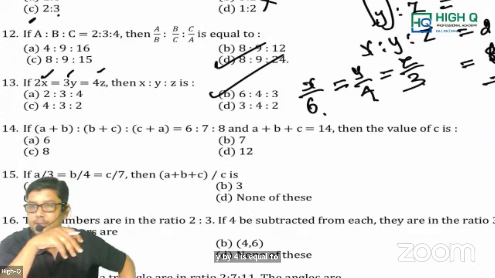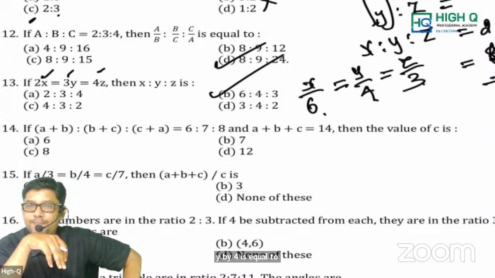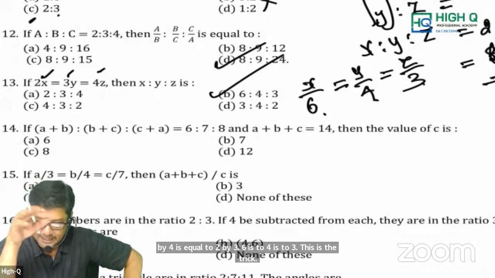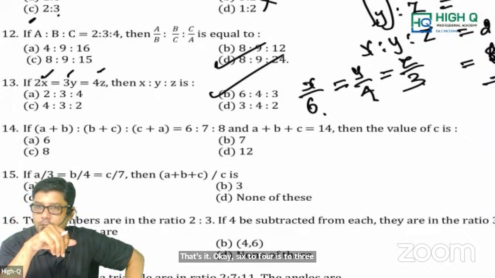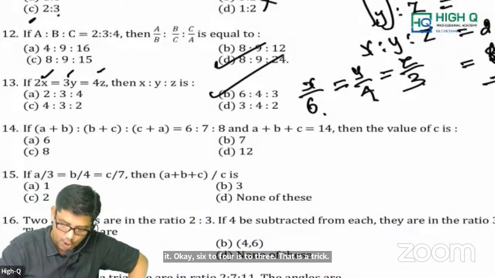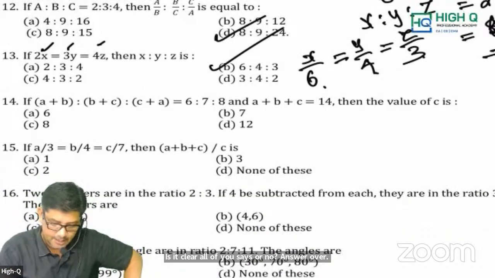This is the trick. That's it. Okay, 6 is to 4 is to 3. That is the trick. Is it clear, all of you? Say yes or no? Answer over. How many of you got it right? Yes. Can you solve sum number 14?